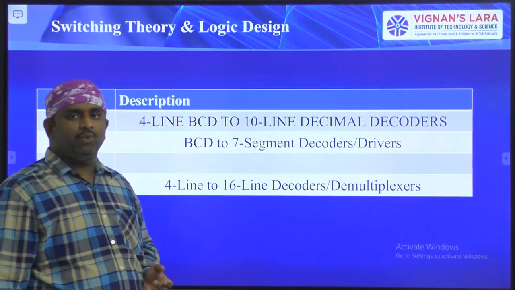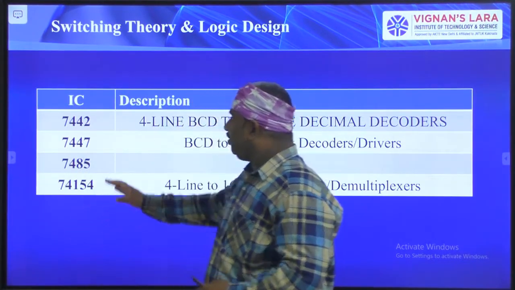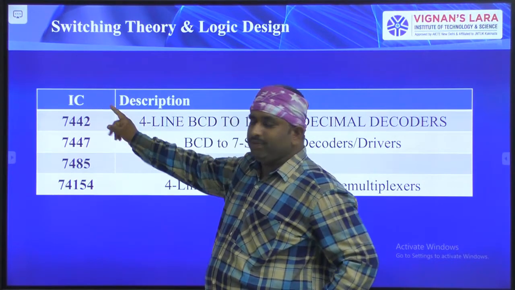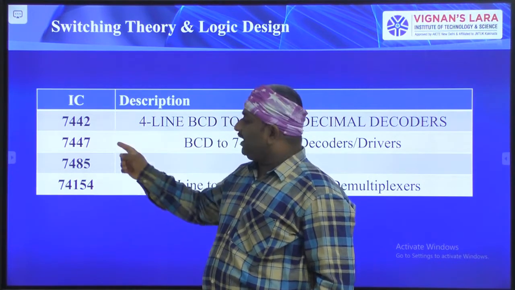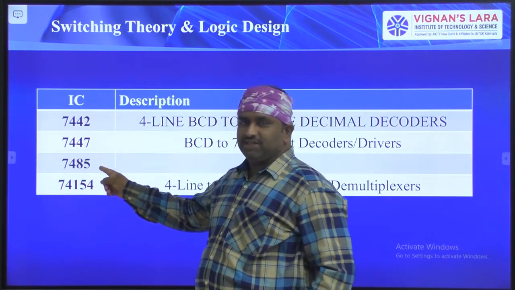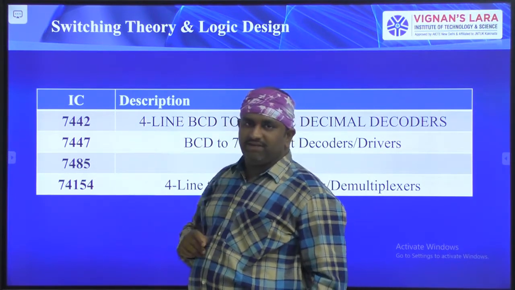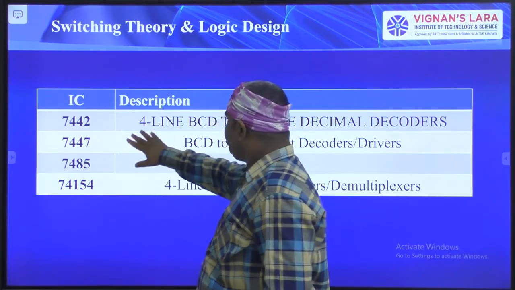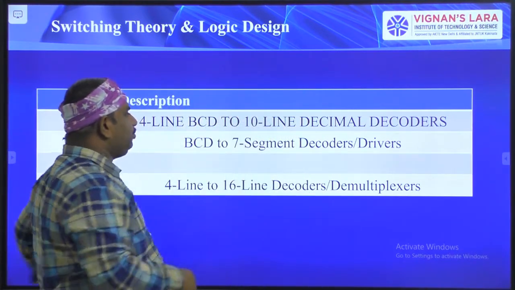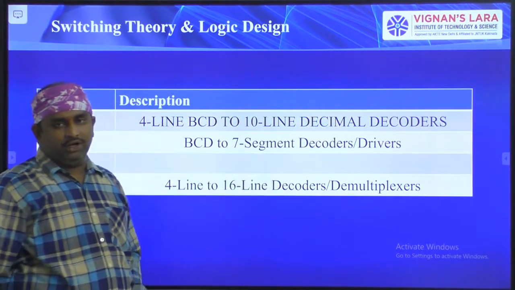So what are they? Here we have 4 ICs: first IC 7442, then IC 7447, IC 7485, and IC 74154. Coming to the first IC, 7442, this is the 4 line BCD to 10 line decimal decoder.